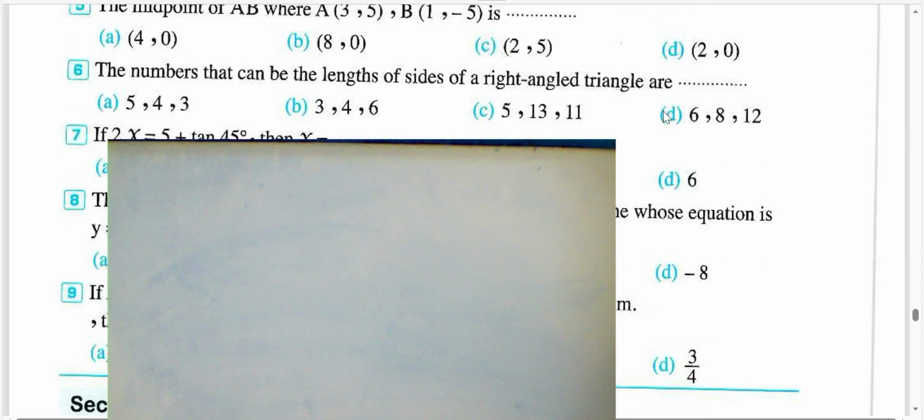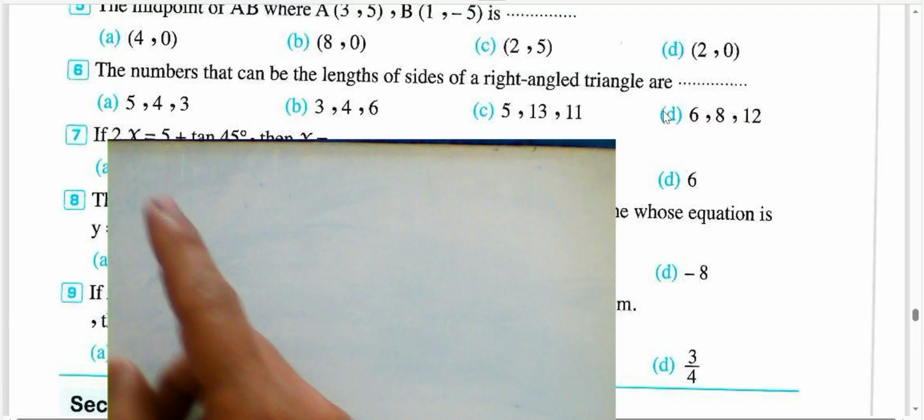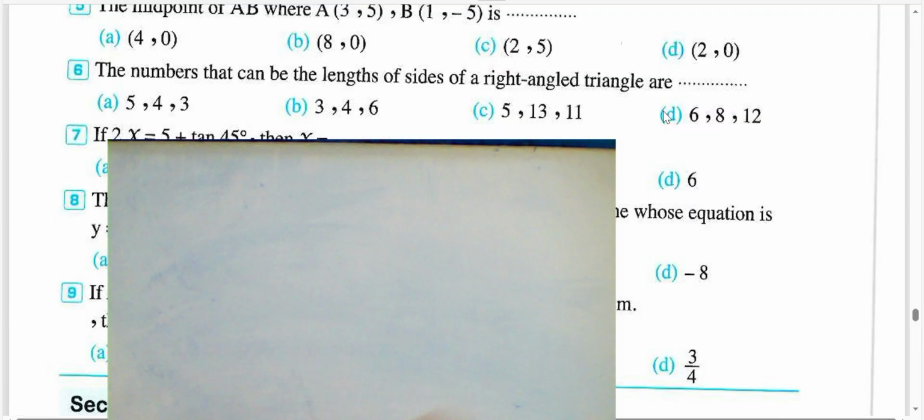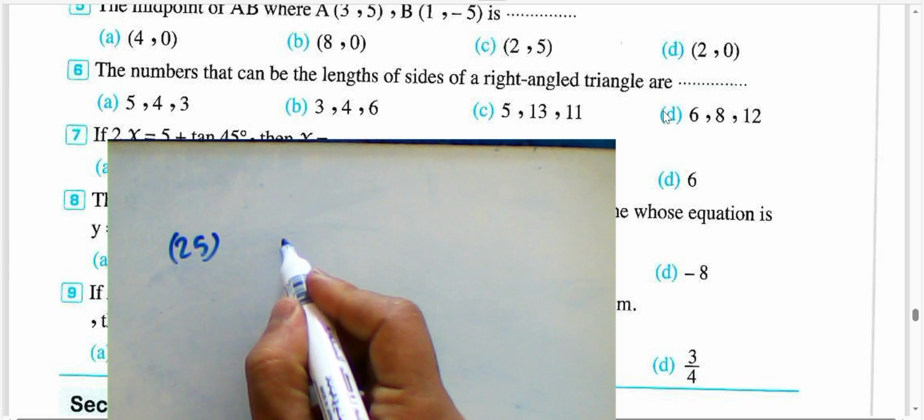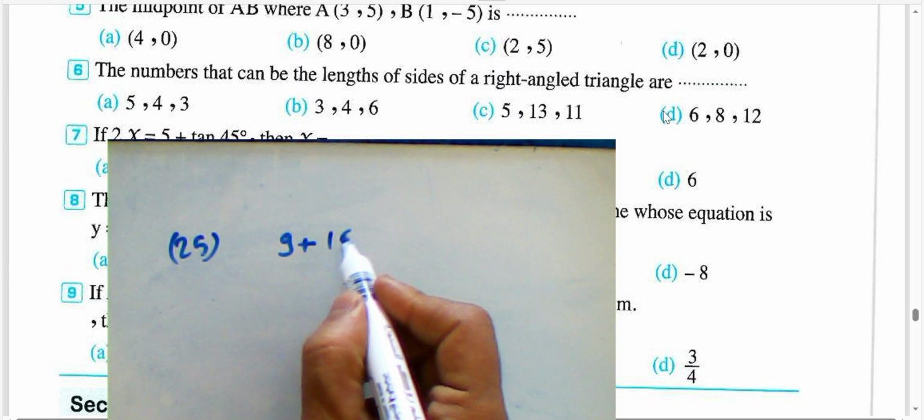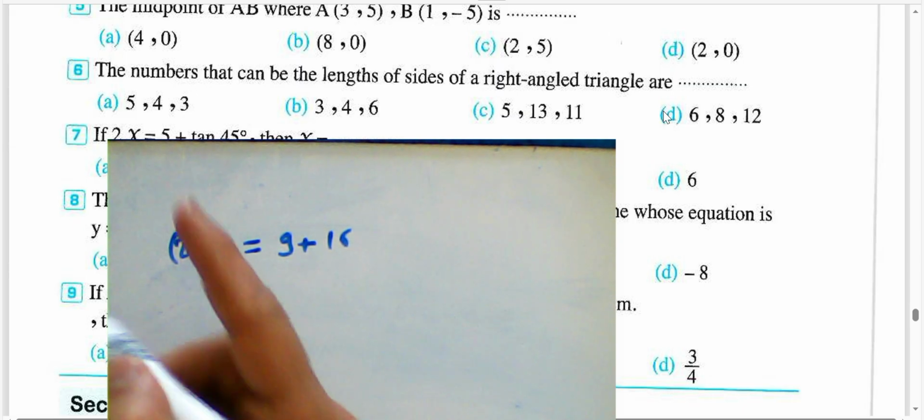Number 6. The numbers that can be the lengths of the sides of a right-angled triangle are. Who can tell me? We have 3, 4 and 5, because 5 power 2 is 25, 3 power 2 is 9 and 4 power 2 is 16. The summation of them equals 25. We choose letter A.